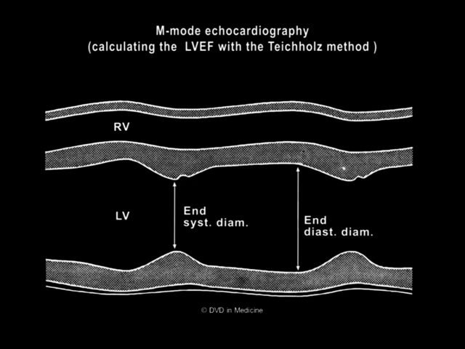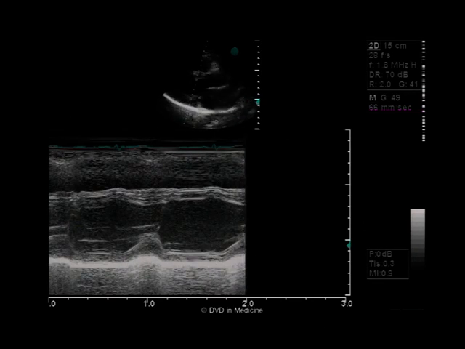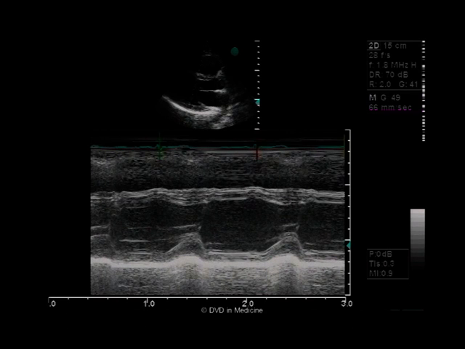Based on these measurements, the left ventricular systolic and diastolic volumes and the indices of left ventricular systolic function, such as ejection fraction and fractional shortening, can then be calculated. In this image, one can see the calculation of left ventricular ejection fraction using the Teicholz method.